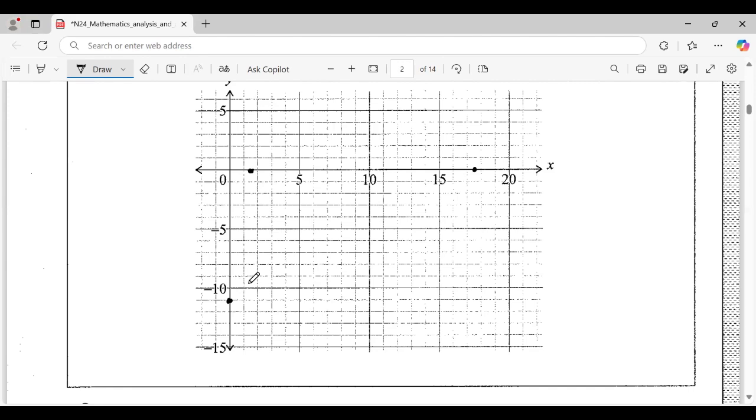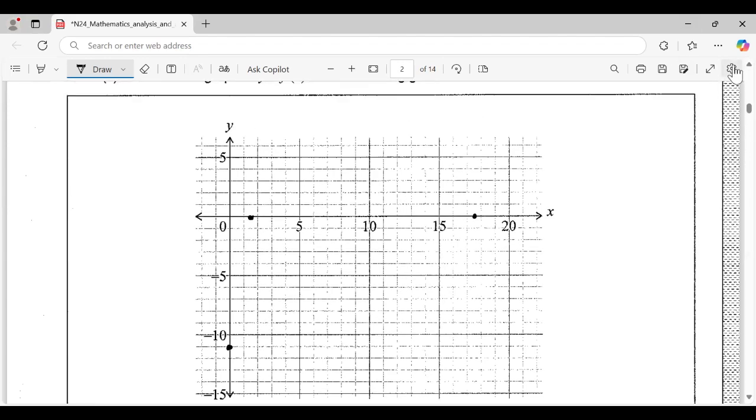And then the extreme point, x is 7.56, around here, and y is 4.13, 4 is around here. So this is the extreme point. So the graph will be like this.